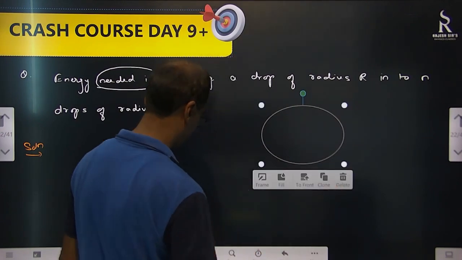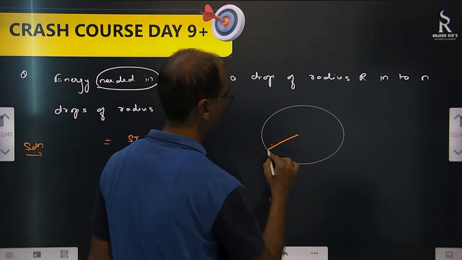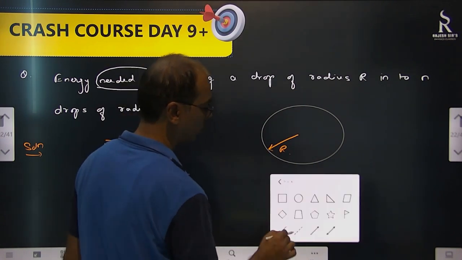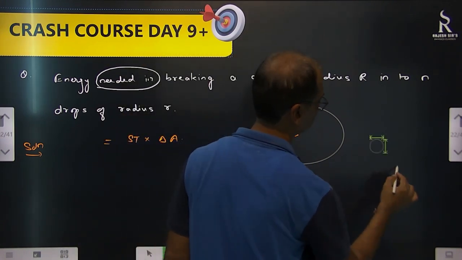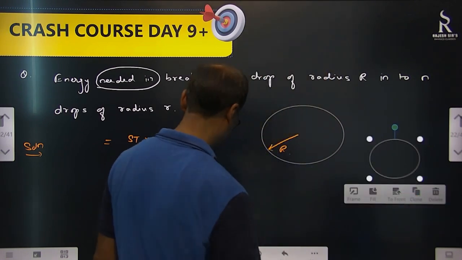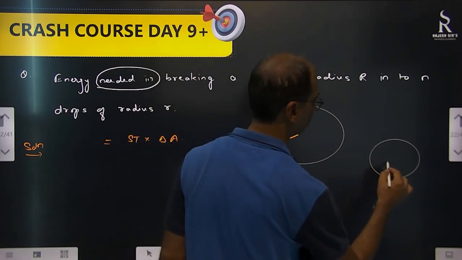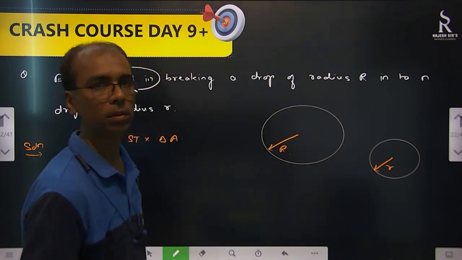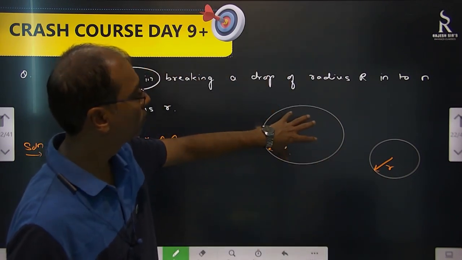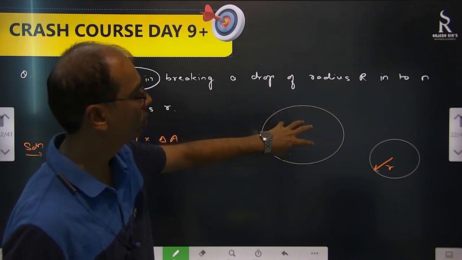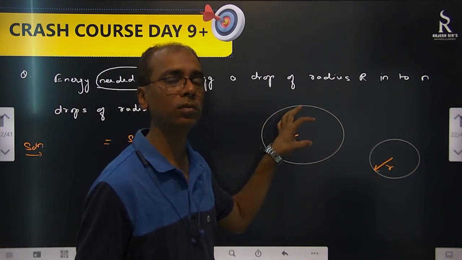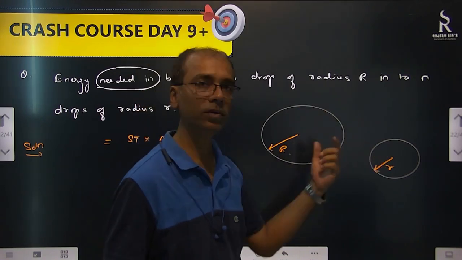One big drop of radius R is there, and then you are breaking it into n small drops of radius small r. So what relation can we have between them? Whatever is the volume of the big drop, from that volume only n drops are made. So the volume of this will be equal to n times the volume of this.